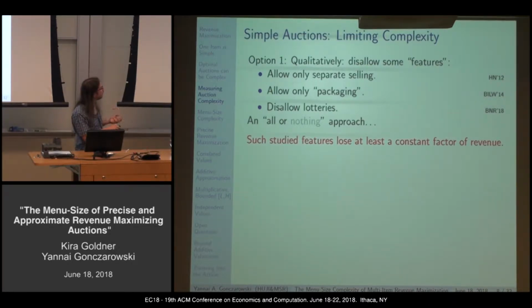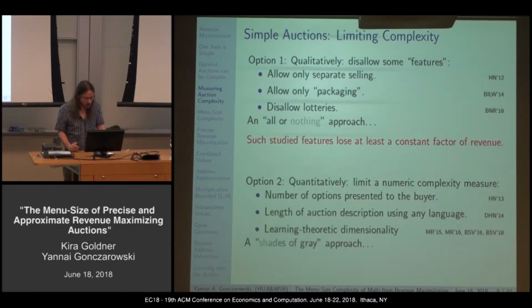This is, by the way, Hart, Nisan, Babaioff et al., and Babaioff, Nisan, and Rubinstein. All the references are on the tutorial website. Wherever you see such an abbreviation, the full paper is on the tutorial website in an unabbreviated way.